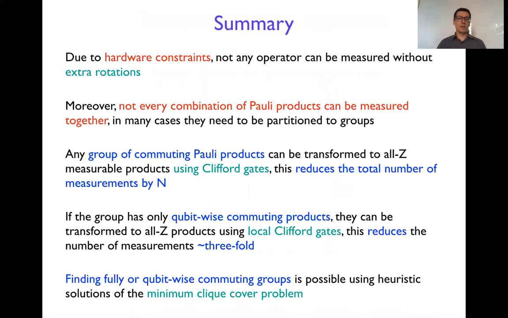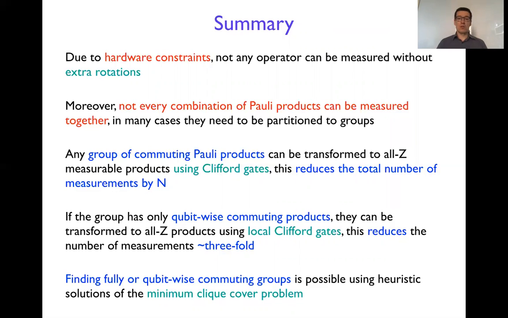Let me just summarize that due to hardware constraints, which I don't think will be improved anytime soon, not all operators can be measured without extra rotations. Moreover, not all Pauli products can be measured together at the same time. So you need to find some unitaries that, if you want to measure certain products together, rotate those products into the sum of all z terms. So now any group of commuting Pauli products can be transformed to all-z measurable products using just Clifford gates. This reduces the total number of measurements by a factor of n, where n is the number of qubits.